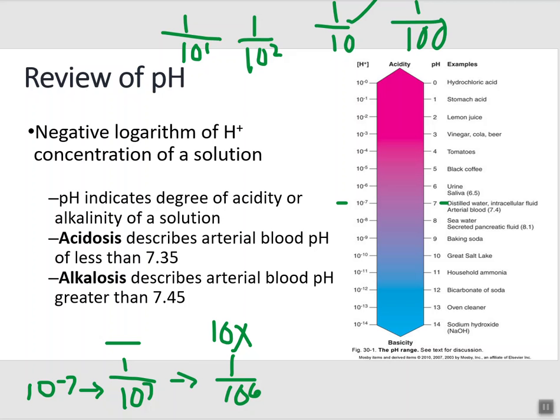So that would be a dime and this would be a penny. Does that make sense to you guys? If not, think about it for a little bit. But the difference between each of these pH numbers, 7, 6, 5, 4, 3, 2, 1, the difference between 7 and 6 is 10. The difference between 6 and 5 is 10. The difference between 7 and 5 is 100.